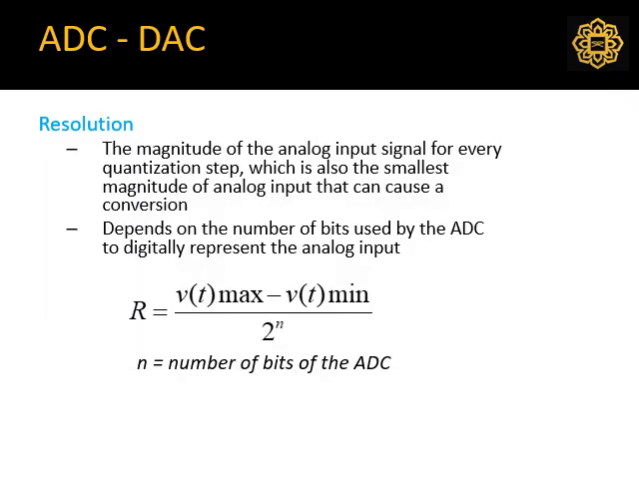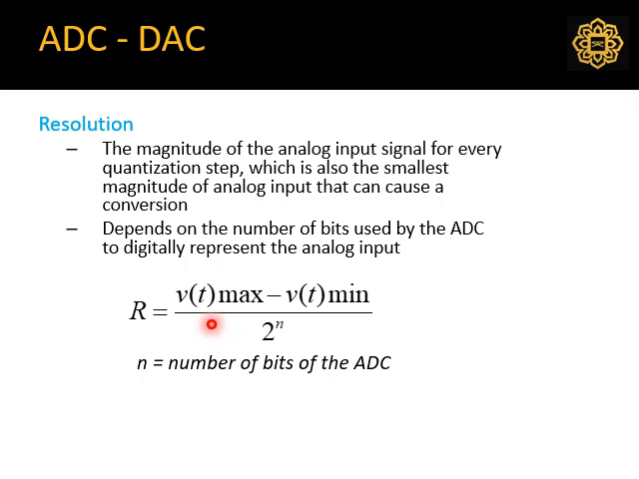Now next is the resolution. Resolution is, let's say you have a 3-bit ADC circuit. So you have 0, 1, 2, 3. Or let's say, for example, 8-bit. So the maximum number of divisions is 2 to the power 8, which is basically 256.